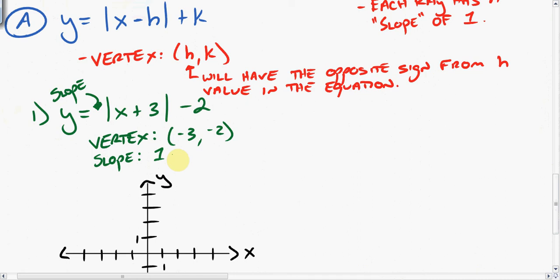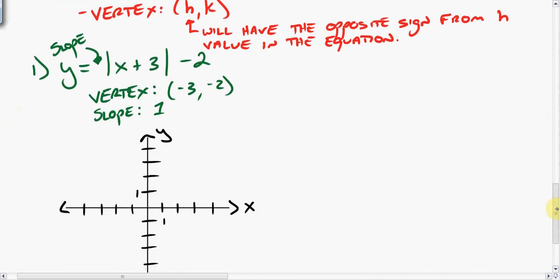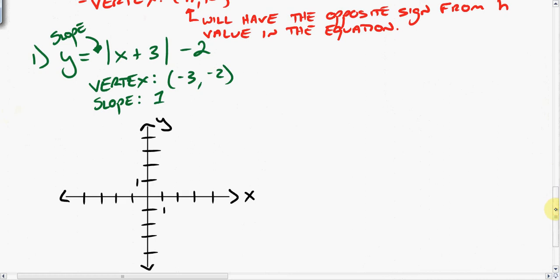So now, to graph this absolute value, you start by plotting negative 3, negative 2. So I'm going to go negative 1, negative 2, negative 3, and I'm going to go down 2 units. So down negative 3, down 2. And my slope is positive 1, because it's going to open up. This number is positive.